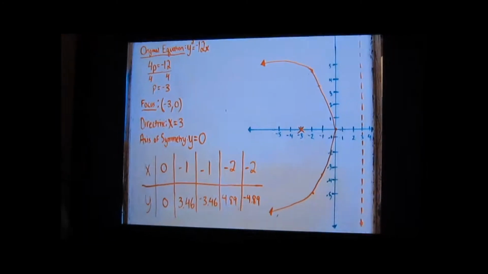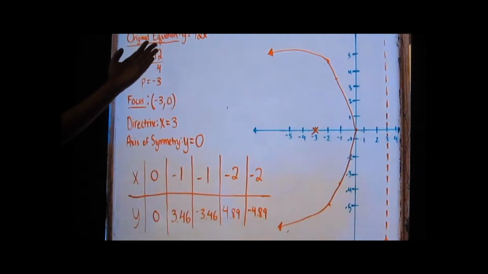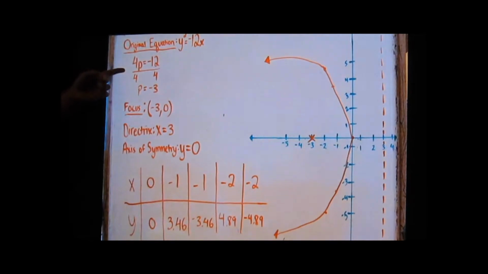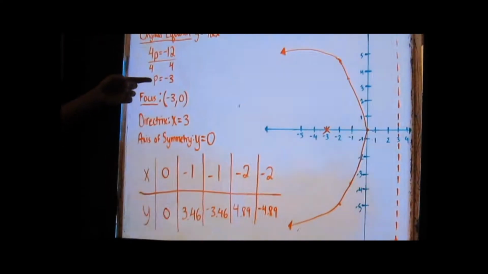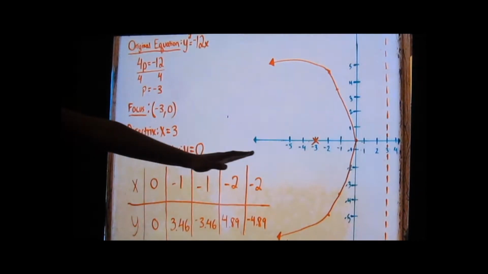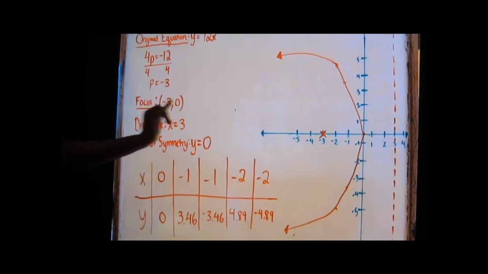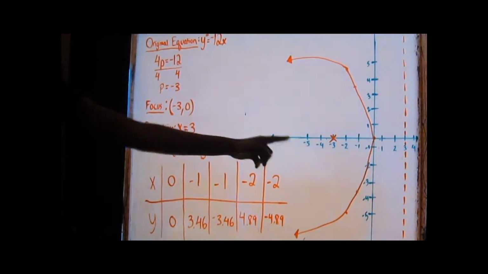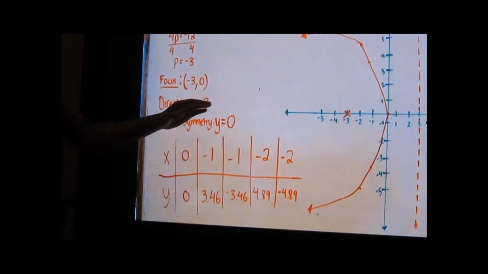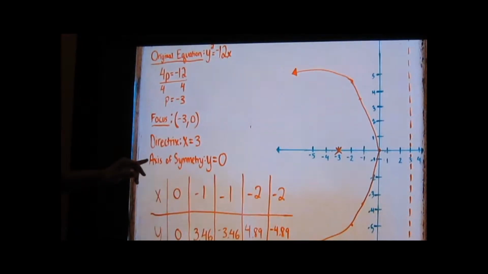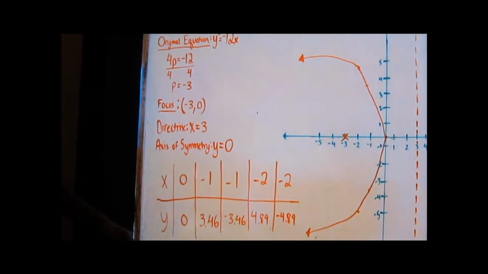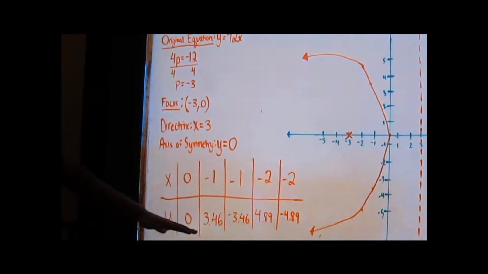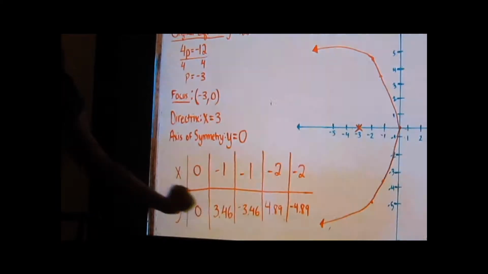Well, if our original equation is y squared is equal to negative 12x, then you can set 4p is equal to negative 12 and solve for p. And that gives us our distance from our center (0, 0). So we can find out that our focus is (-3, 0), and our directrix is x is equal to 3 on the other side. And we know our axis of symmetry is y is equal to 0 because it's a horizontal parabola. And then to finish the graph, we can plug in different points.